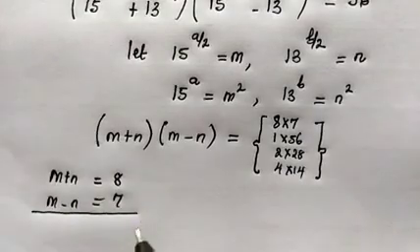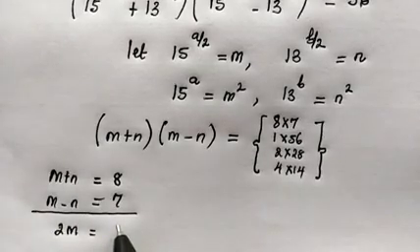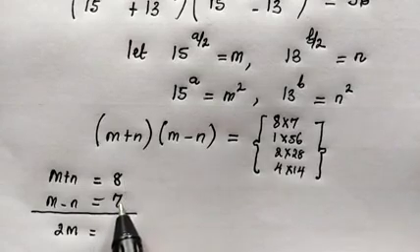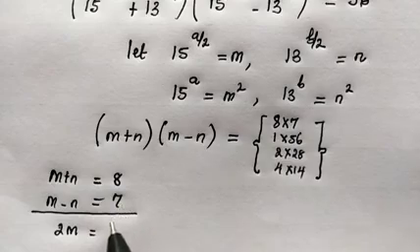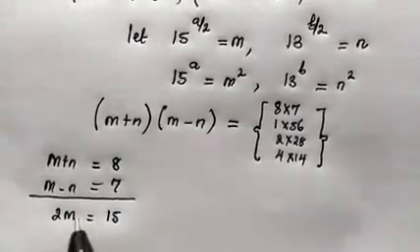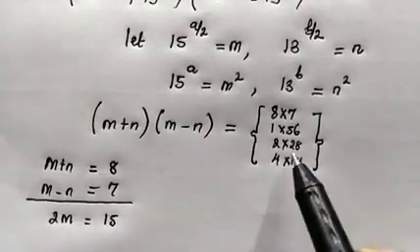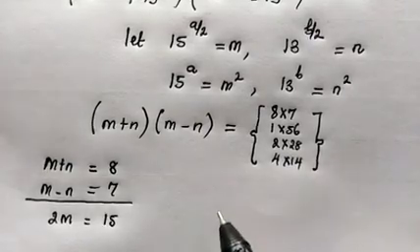To solve for m, we add both equations to eliminate n. So we get 2m on the left hand side, and this is equal to 8 plus 7, which is going to give us 15. So we can see there is no positive integer for m here, right? Because if you divide 15 by 2, it will have a remainder. So let's check 2 times 28.